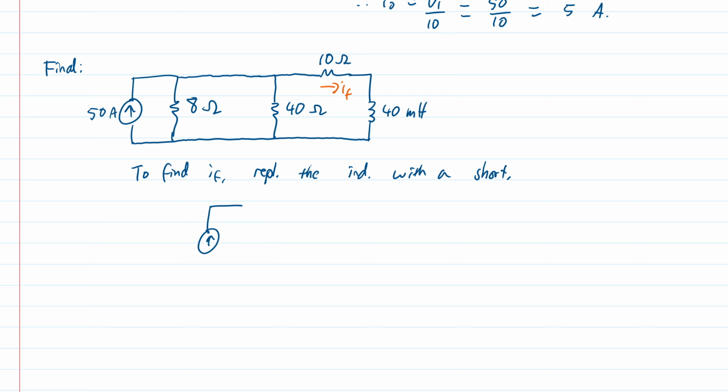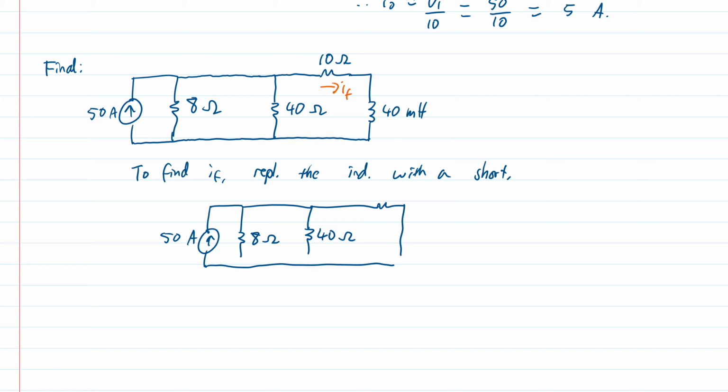It will be just the following: 50 amps in parallel with 8 ohms, in parallel with 40 ohms, in parallel with 10 ohms. So our equivalent resistance, as seen by that current source, is going to be 1 over 8 plus 1 over 40 plus 1 over 10, all to the power of minus 1. Again, bear with me while I just quickly calculate that.